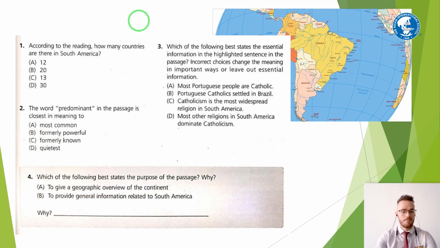Question 4 at the bottom, which of the following best states the purpose of the passage? So we're on the overall passage now, not just the highlighted sentence, and why. So was it A, to give a geographic overview of the continent, or was it B, to provide general information related to South America? The answer should have been B, to provide general information related to South America.